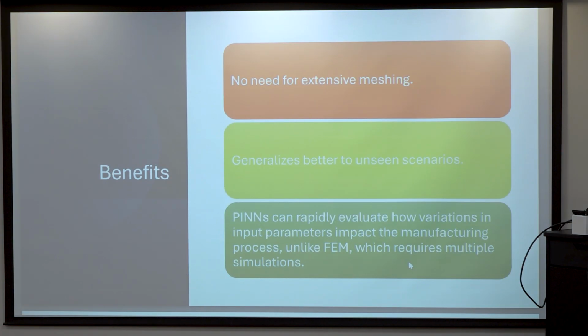What are the benefits? There is no need for extensive meshing like FEMs. It generalizes better to unseen scenarios because, as the physics constraints are integrated, it actually does better in unseen scenarios. And also PINNs can rapidly evaluate how variations in input parameters impact the manufacturing process. Like if there are variations there, it does not just take the whole process again. It actually can do this fast.